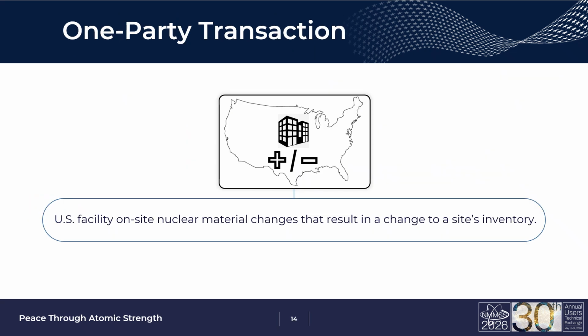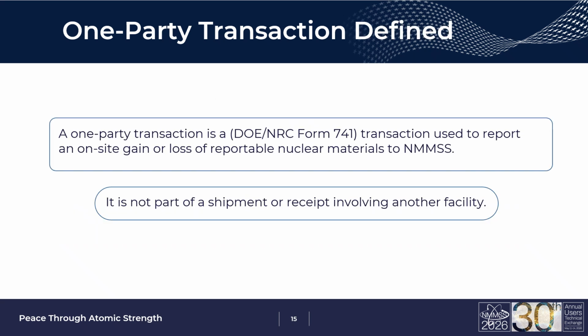Another type of DOE NRC Form 741 reported to NMIS are called one-party transactions. These transactions are submitted by U.S. facilities to record on-site nuclear material changes that result in a change to their site's inventory. A one-party transaction is a DOE NRC Form 741 transaction used to report an on-site gain or loss of reportable nuclear materials to NMIS. It is not part of a shipment or receipt involving another facility.